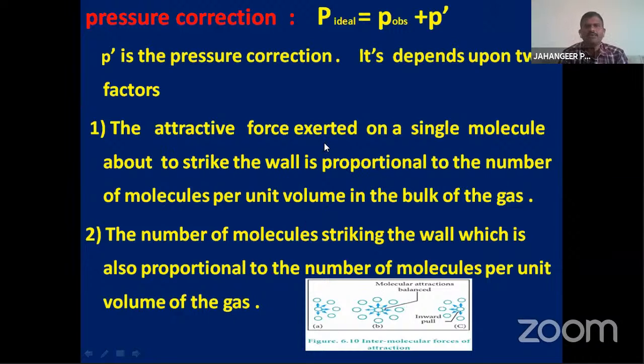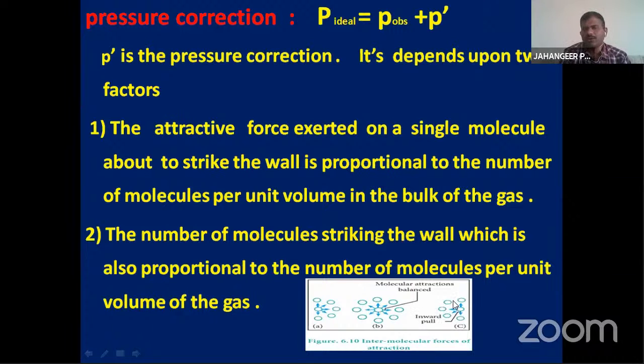The attractive force exerted on a single molecule about to strike the wall is proportional to the number of molecules per unit volume in the bulk of the gas. This is one attractive force. The second is the number of molecules striking the walls, which is also proportional to the number of molecules per unit volume of the gas. So pressure is exerted in two ways: by the molecules colliding with the walls, and by the molecules inside the gas, which pull on the molecules at the walls.